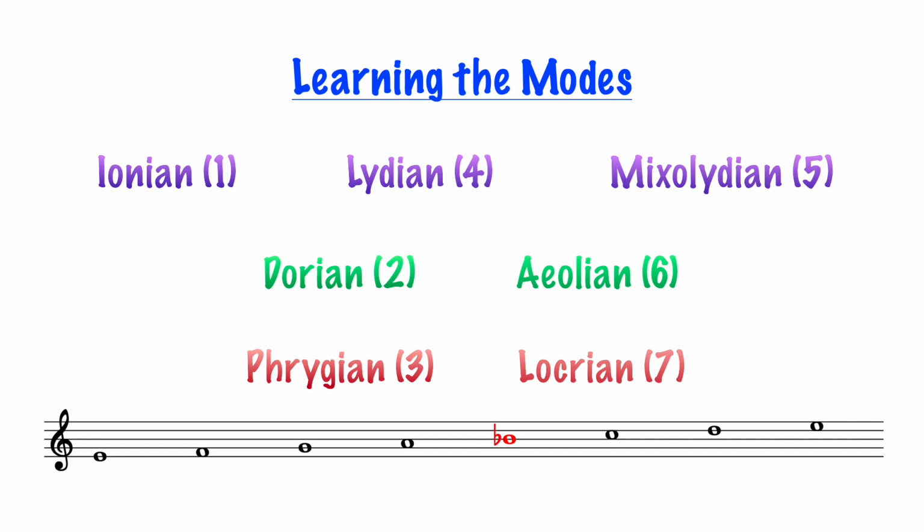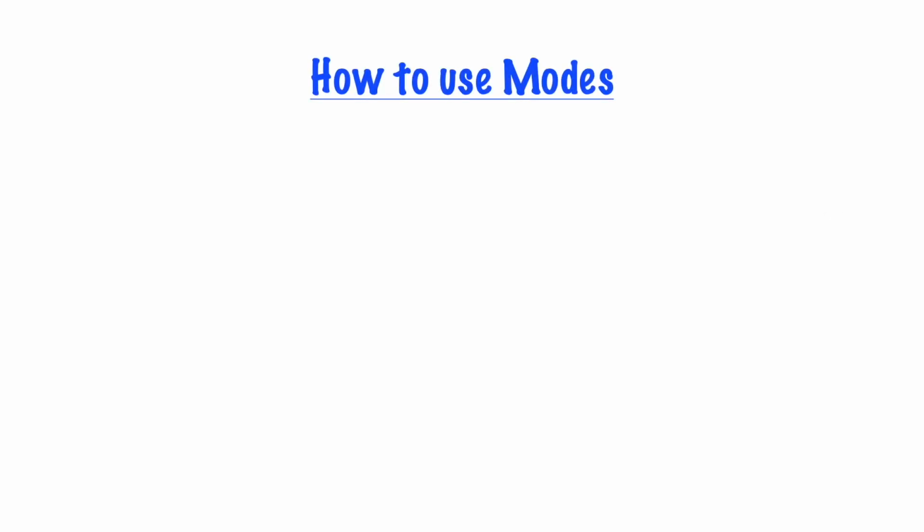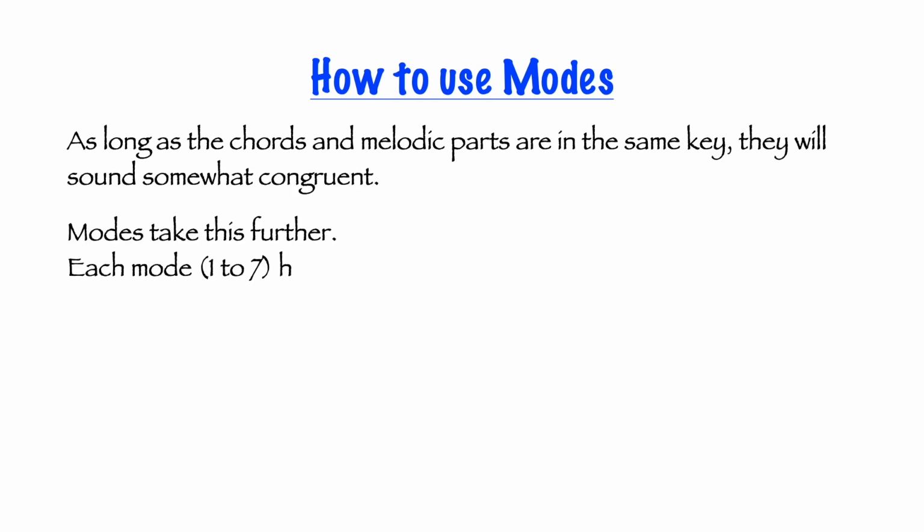Still remember how we form a chord in a scale? Yes, from each degree we take one note, skip one, and then take the next one, skip one, and take the next one. Modes can take this further. Each mode has its corresponding chord. For example, C Ionian is C major, D Dorian is D minor, etc.